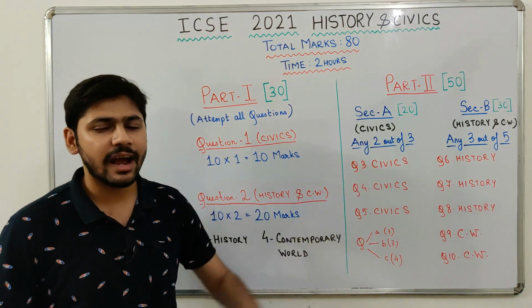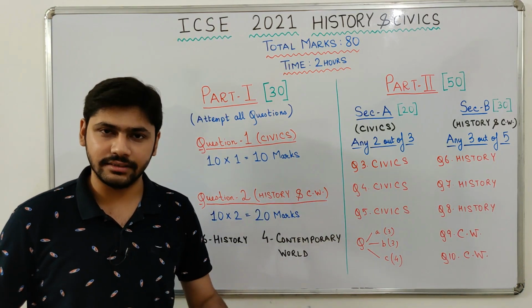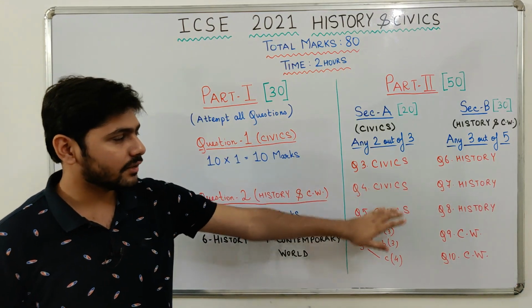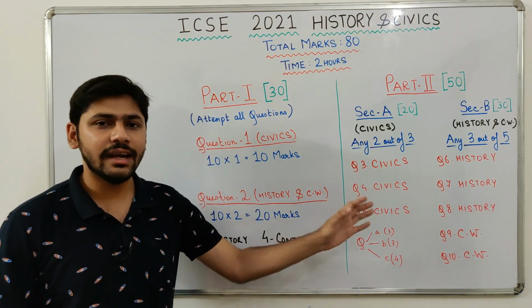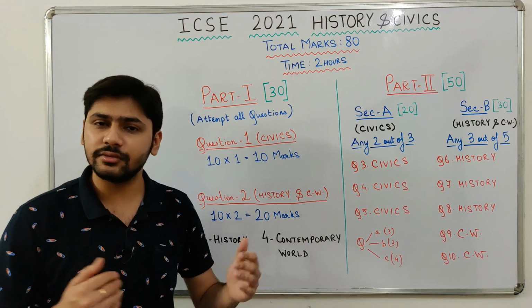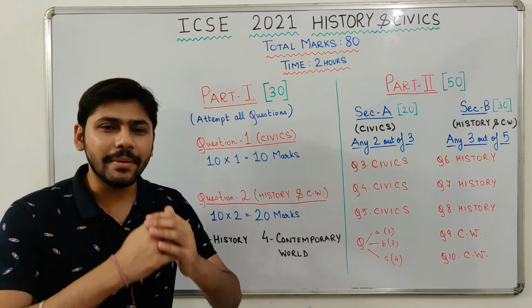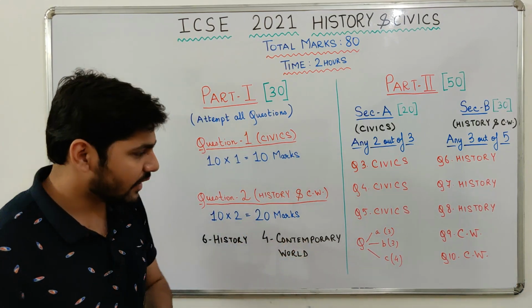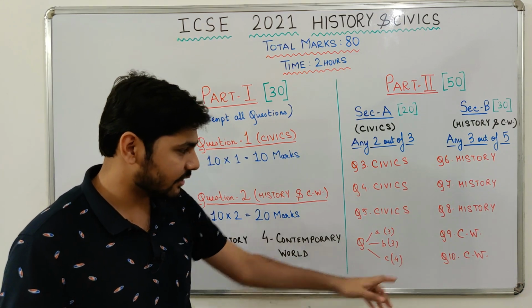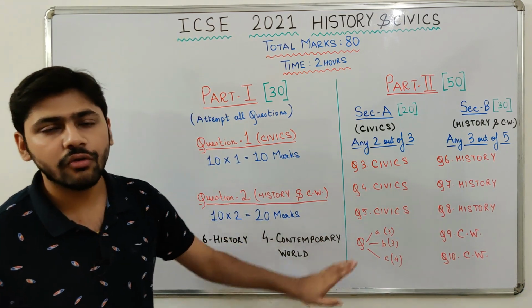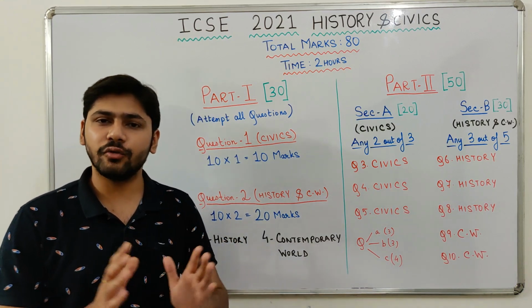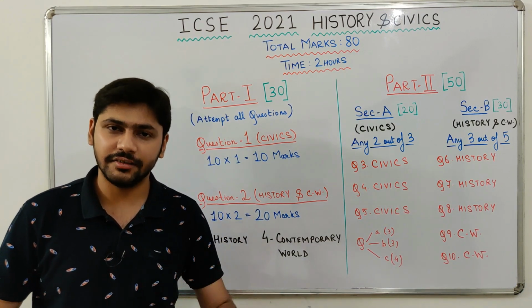In part 2, you will have to write a little long answers. And how to write those? It is best that you write all the answers in part 2 in a point-wise format. Do not write big paragraphs. Say for example, you are writing a question for 3 marks. So for that question, write 3 to 4 points and it will be sufficient.